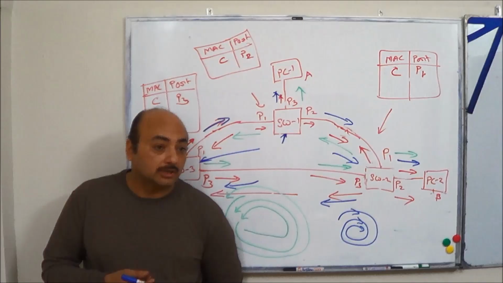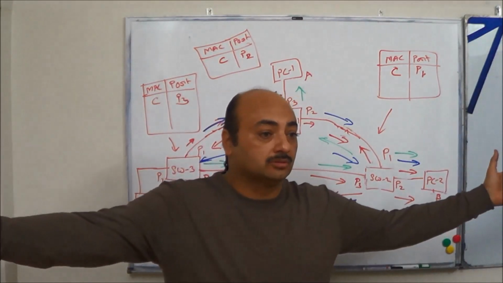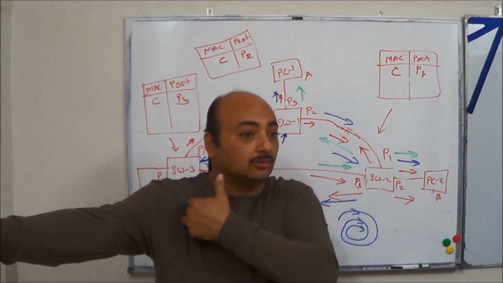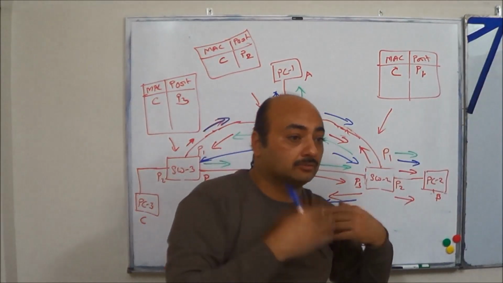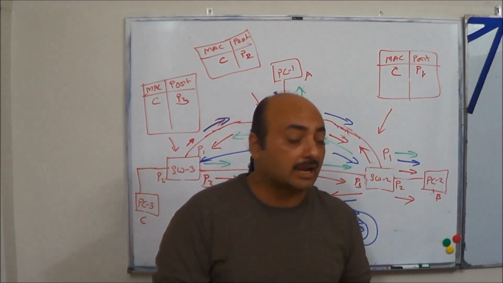So what will happen is, if I am a switch and I have two ports, one frame tells me this is here, another frame tells me this is here. So my memory will get corrupted. So that is the answer.